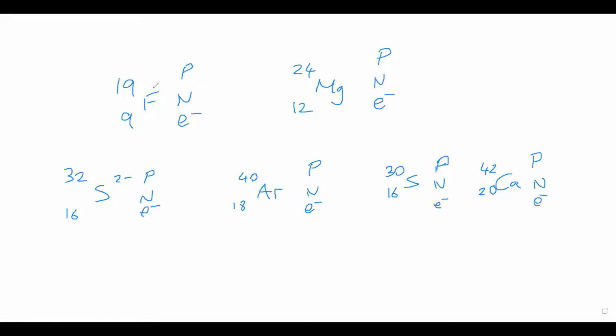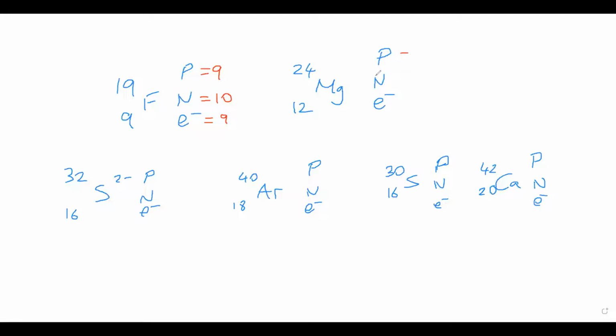So for our fluorine here, you can see that we've got a proton number of 9, and so our number of protons must be equal to 9. Now our total mass number is 19. So to get the number of neutrons, we're going to take 9 away from 19, so we must have 10 neutrons. Now there's no charge associated with this fluorine, and so our number of electrons must be equal to our number of protons, so there are 9 electrons also.